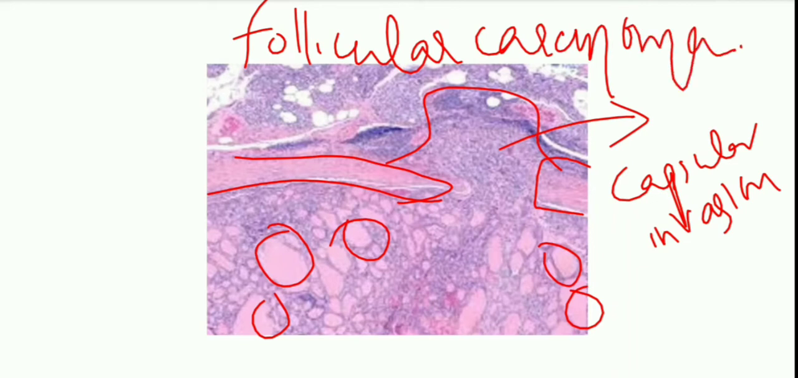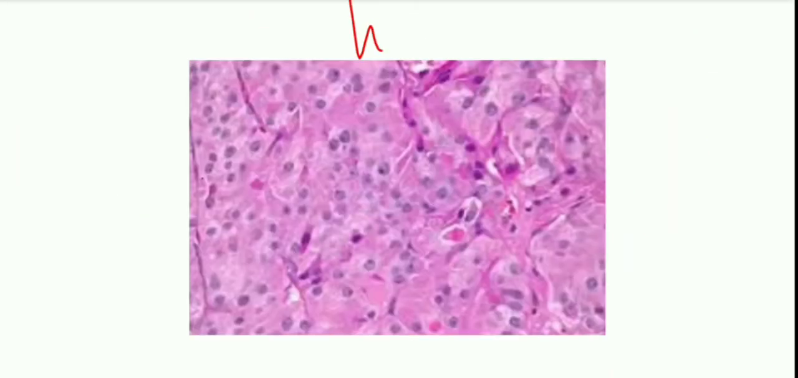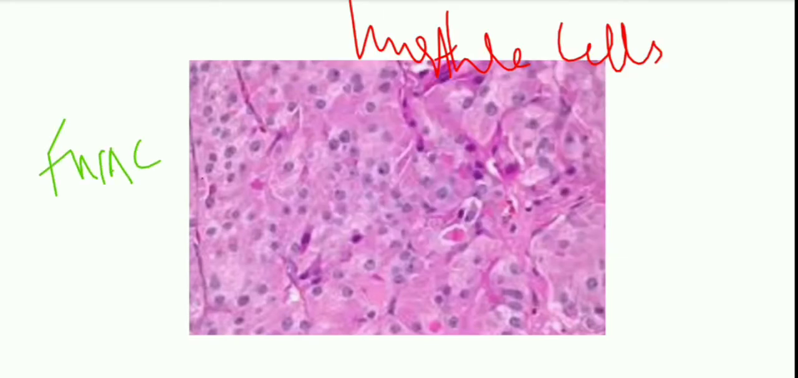What we are learning now is follicular carcinoma, and you should remember that you can also see Hurthle cells. You can see the Hurthle cells here. Hurthle cells you can also see in this follicular carcinoma. It is very important to remember that if you are doing an FNAC, you cannot differentiate between follicular adenoma and follicular carcinoma.